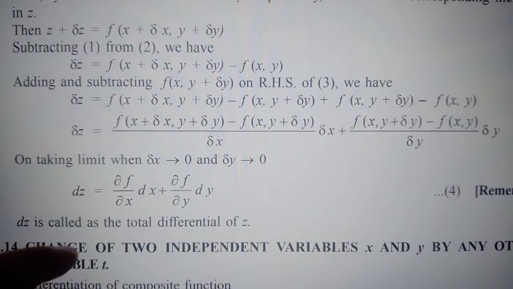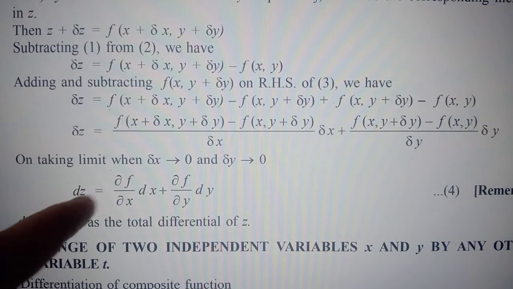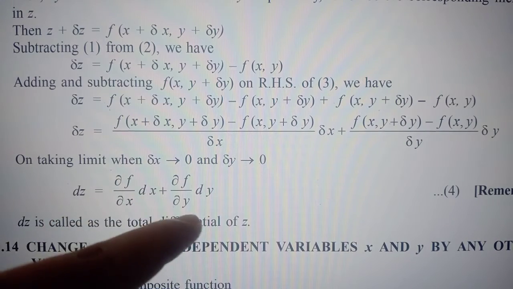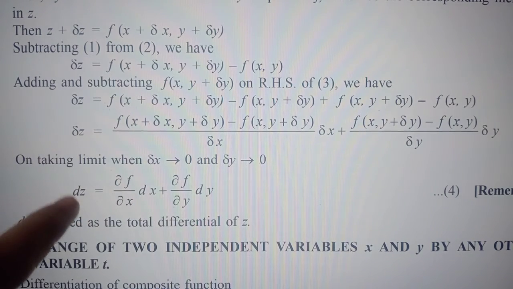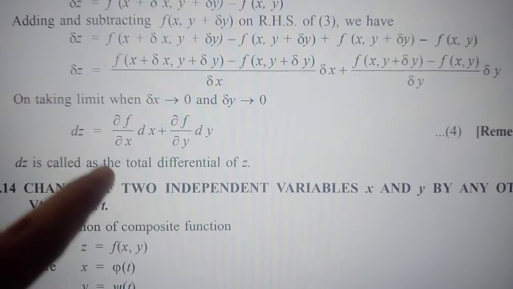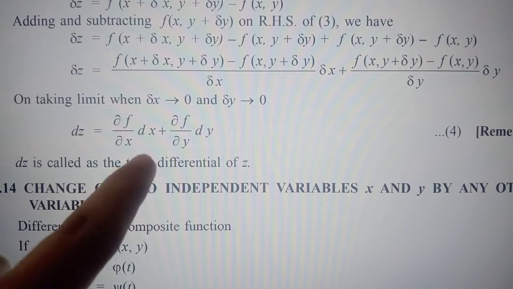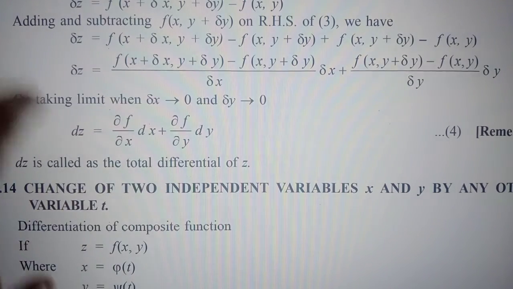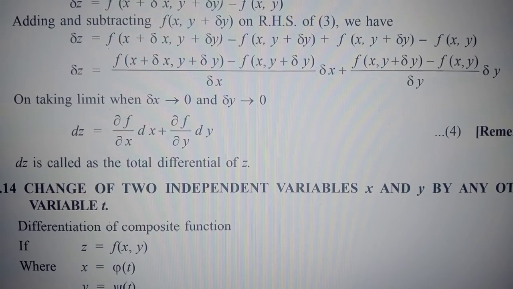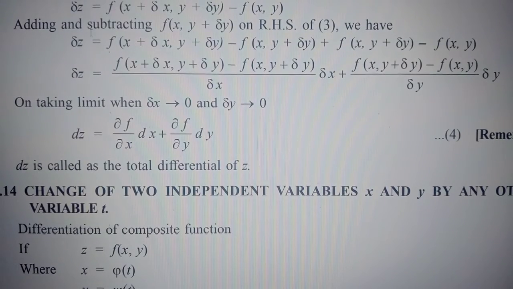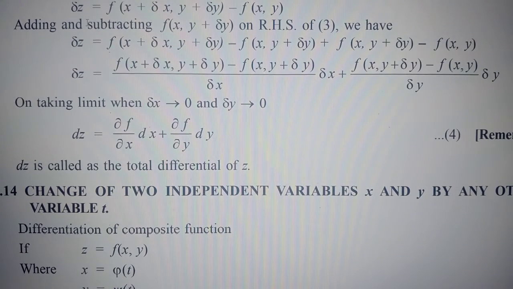and in the limiting value, when delta x turns to 0 and delta y turns to 0, we get dz, that's equal to dou f by dou x dx plus dou f by dou y dy, and dz is called the total differential of z. This is just theory on how to find the total differential coefficient. To find the equation, for that we are giving this derivation here. So this is very simple.